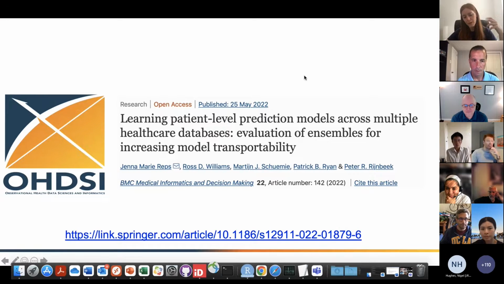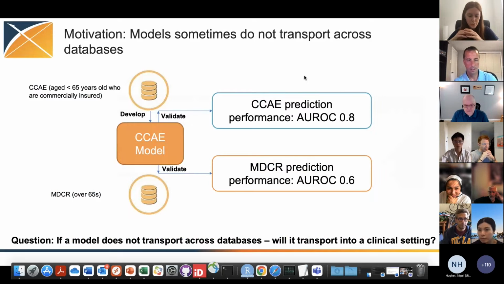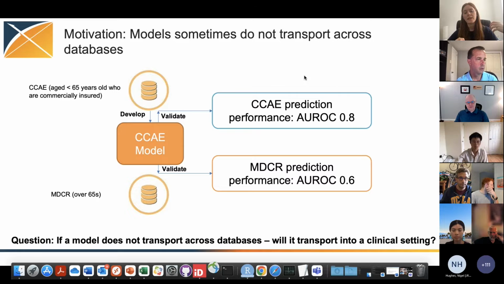Essentially, we're talking about a paper we've recently had published on ensemble learning. Just to give you a bit of motivation for why we did this: we have a lot of data in Odyssey, and we have the patient level prediction framework that lets us develop models pretty efficiently. But what we find is that when you develop a model in one data set, for example, one of the data sets we have at Janssen, CCE, it doesn't necessarily work as well when you transport it into a new database like Medicare.